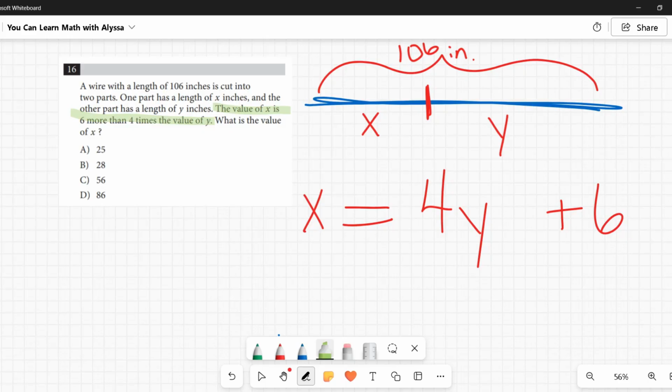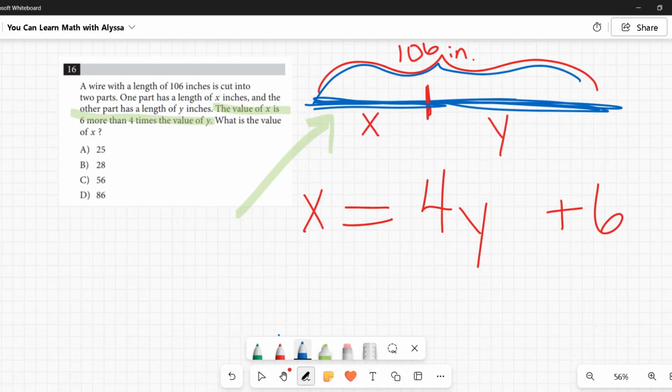What's my other equation? My other equation comes from this, that I know X and Y together are 106. So X plus Y equals 106. Now I have 2 equations. Now I can figure this out. This one, you can choose to do it. I would recommend either graphing or substitution. I think those are the 2 best ways to do it.